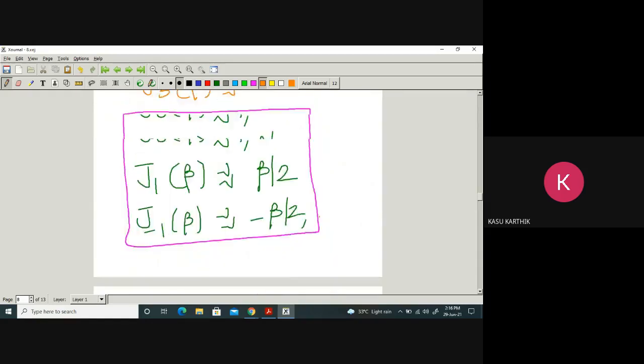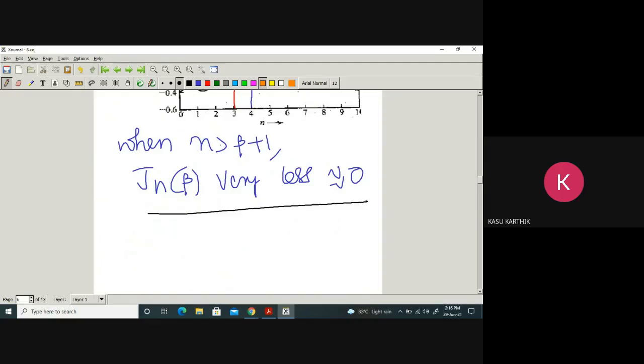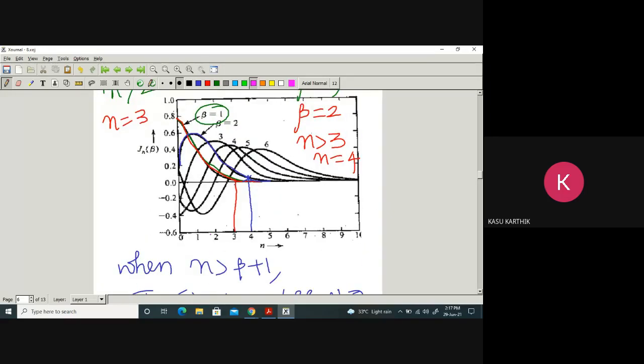What is the reason? When n is more than beta plus 1, j and beta is almost 0. That's why n should be greater than beta plus 1. Which means these beta plus 1 number of sidebands are significant. We need to transmit only those sidebands. That's it. Here I have explained that logic with the diagram.